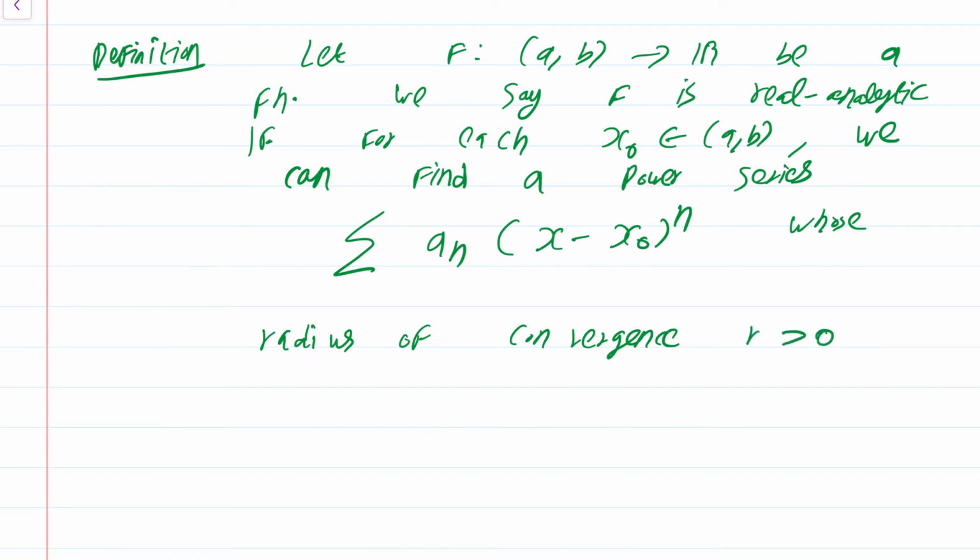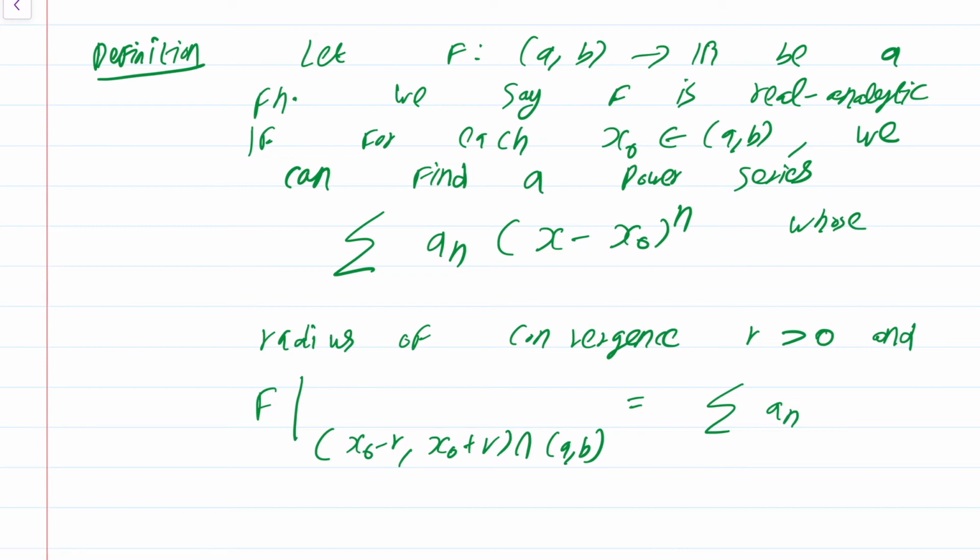We can find a power series summation an (x minus x naught) power n whose radius of convergence r is greater than 0, and f restricted to (x naught minus r, x naught plus r) intersect AB. I just said that notation has to be changed, but I myself am stuck in the older notation. So you look at this point x naught, look at x naught minus r, x naught plus r, that will be an open interval, intersect that with AB. This is in fact equal to summation an (x minus x naught) power n.